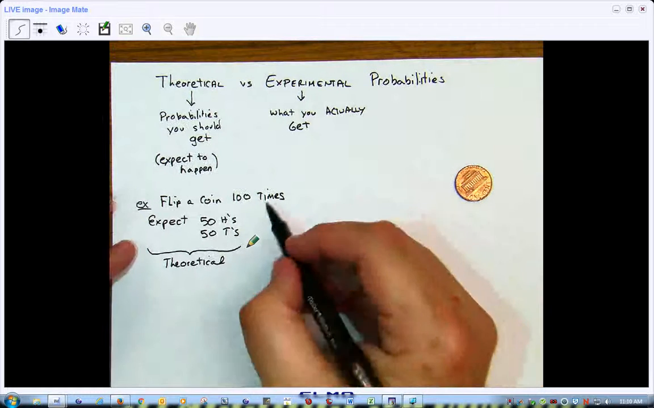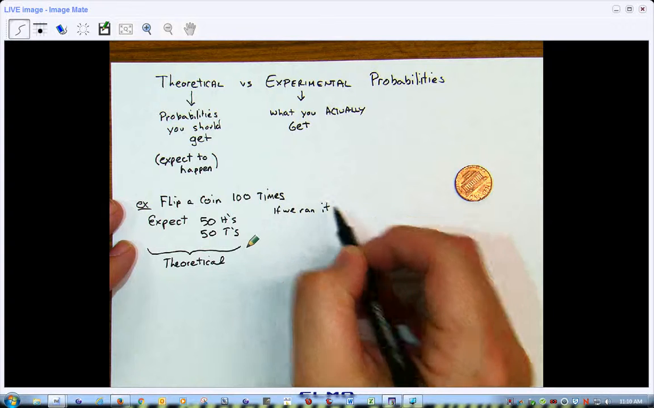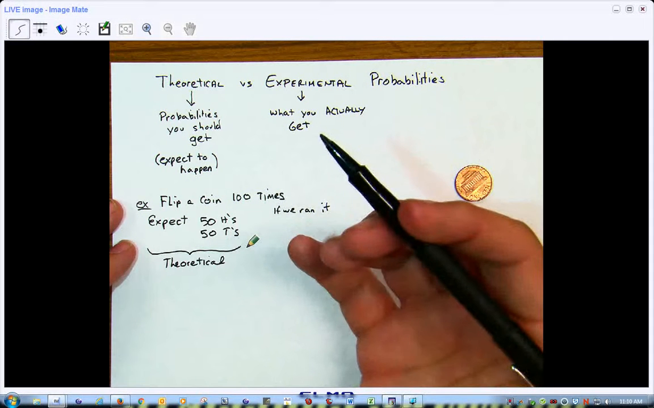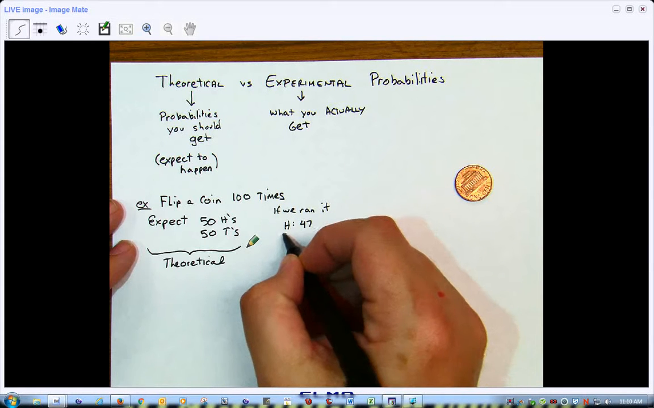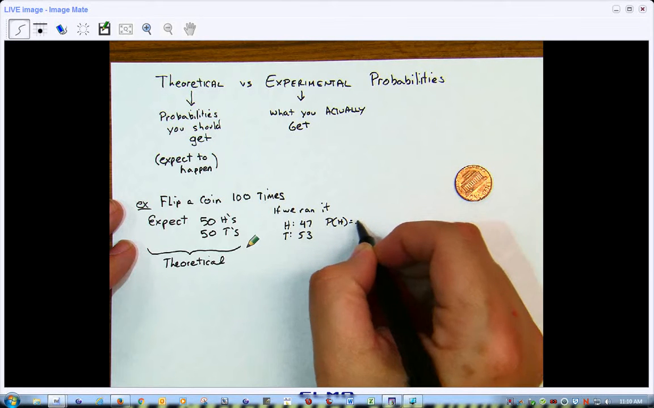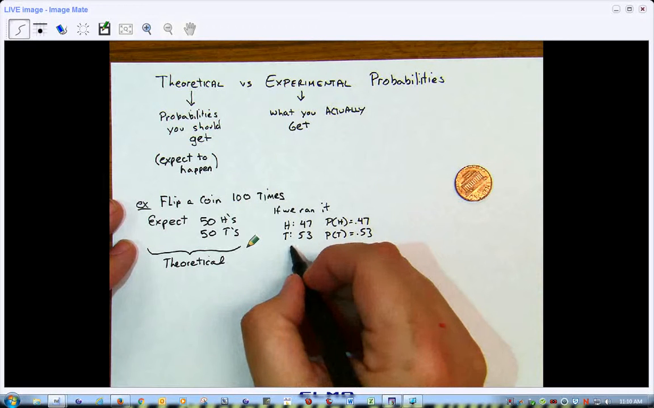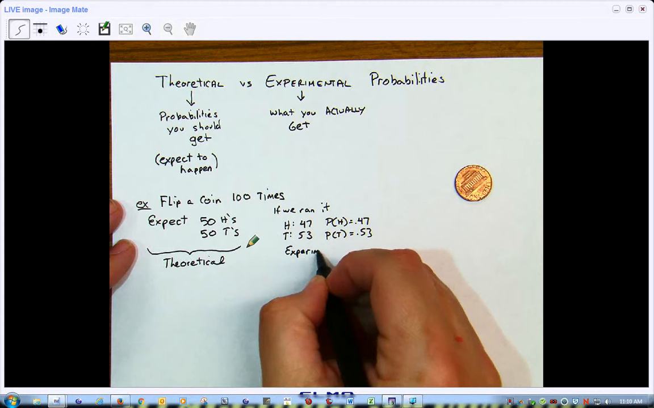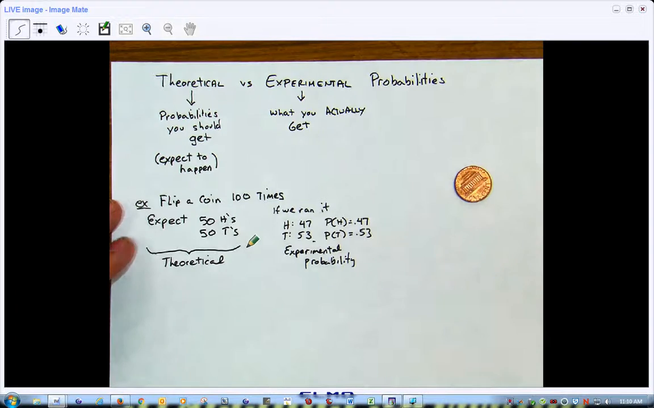And if we, for example, ran it and for the number of heads we got 47 and for the number of tails we got 53, this would give us a probability of heads of 0.47, the probability of tails would be 0.53, and that would be our experimental. That's our experimental probability.